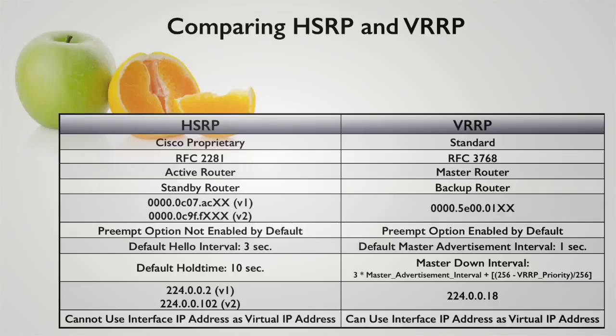Another difference is HSRP does not have the preempt option enabled by default. It is enabled by default with VRRP. Do you remember what the preempt option did for us? The preempt option says that if a router had been the active router, or in the case of VRRP, the master router, and it went down, and it came back up, it would regain its role as the active or as the master router.